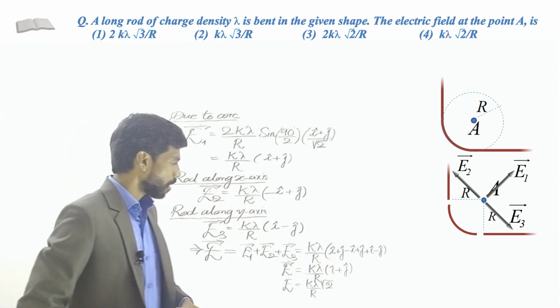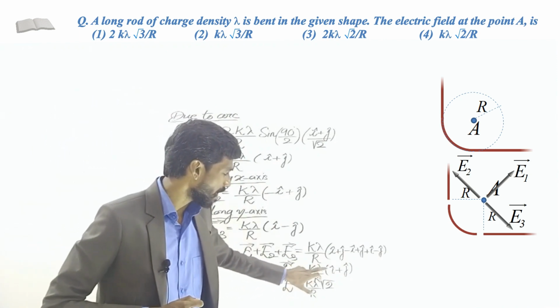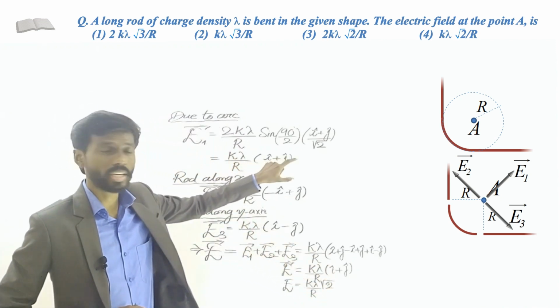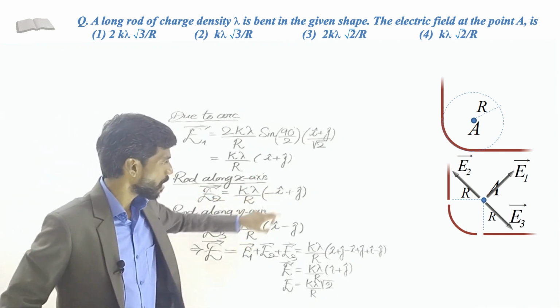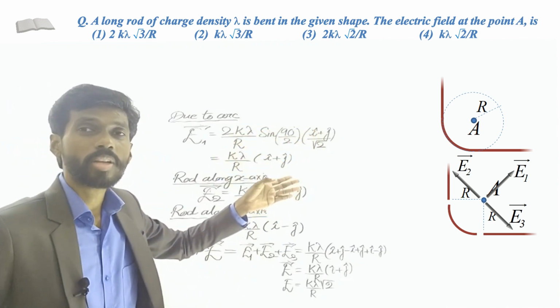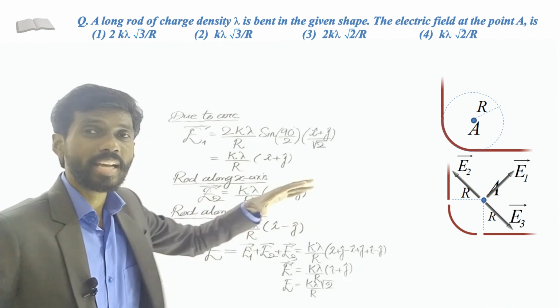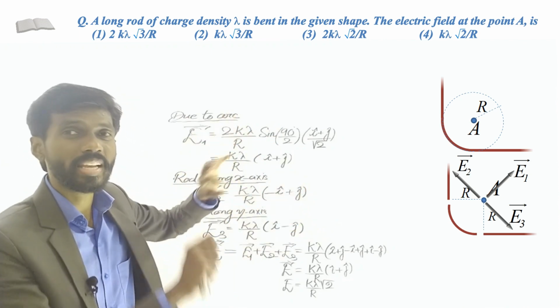If you observe, the net electric field is only k lambda by r times i cap plus j cap. These two electric fields cancel each other: minus i cap plus i cap, plus j cap minus j cap. The electric field due to the rod along the y-axis is in one direction, and that due to the rod along the x-axis is in the opposite direction. They have the same magnitude but opposite directions, so they cancel each other.